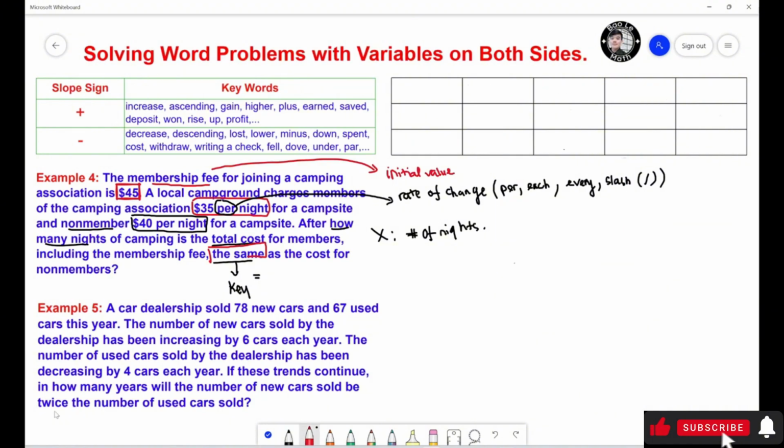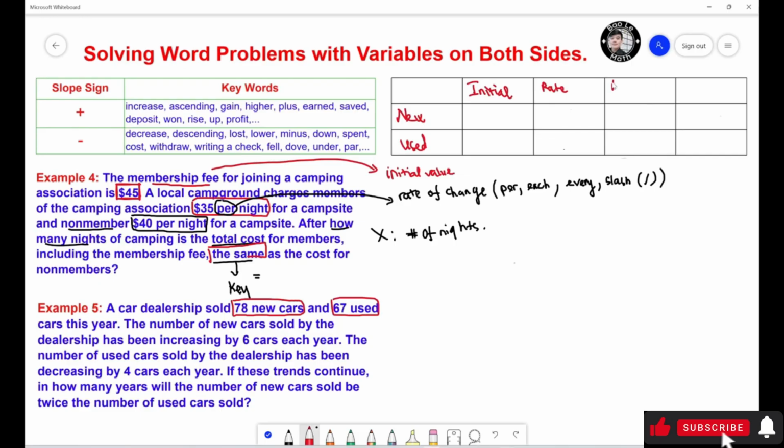Move on to example number 5. A car dealership sold 78 new cars and 67 used cars. So in this example, they talk about new cars and used cars. You have new right here, and you have the used cars right here, right? All right. So this is the initial value again, initial value. And this is the rate.